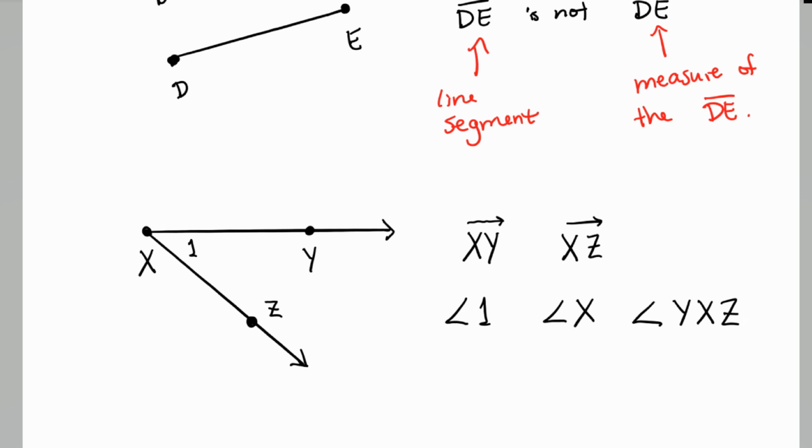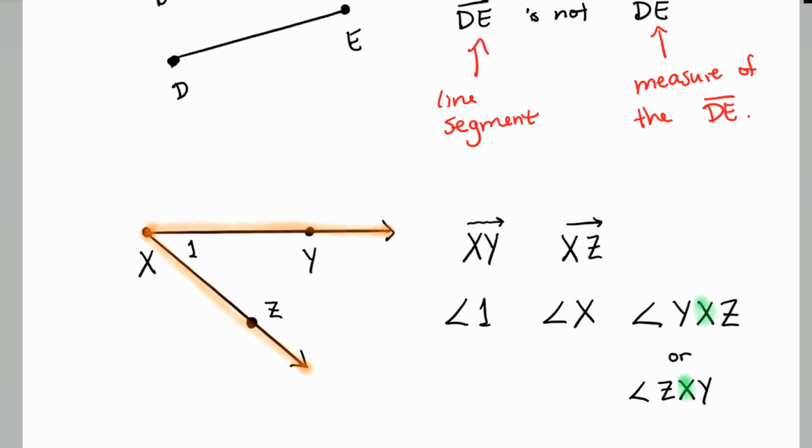And the reason it would be angle Y, X, Z is because as you trace along and you form the angle, it would be going through Y, hitting X, and coming down through Z. So you can write it in that order, or you could say angle Z, X, Y. Again, note here that the vertex of the angle is going to be the middle of the 3 points that give us the shape for the angle.